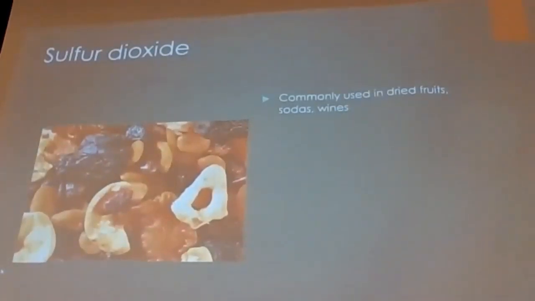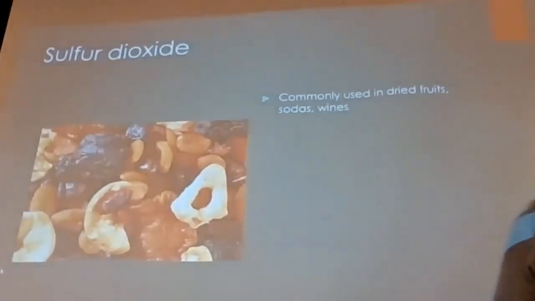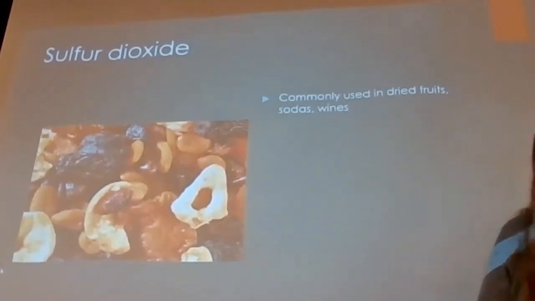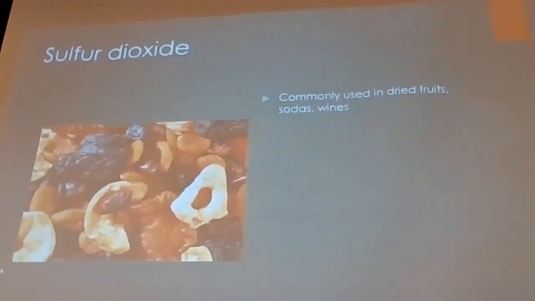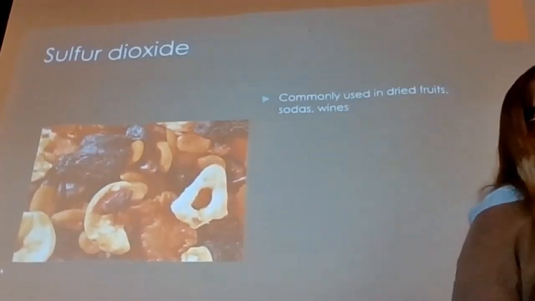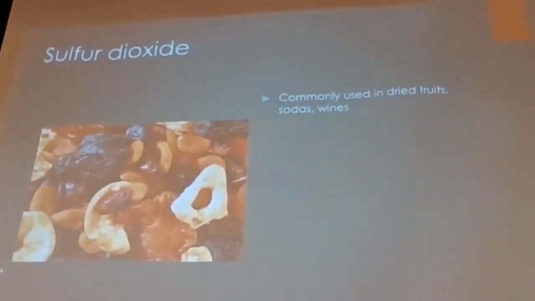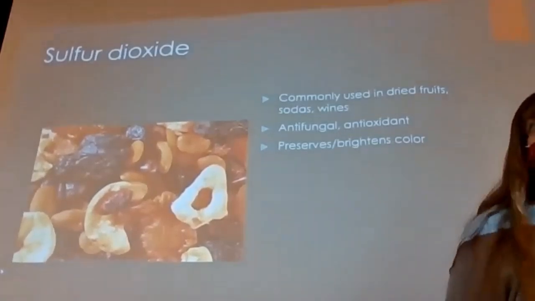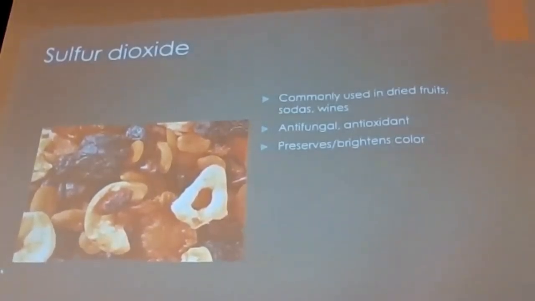Okay, so the next one is the only one that we're really going to talk about that doesn't have these conjugated double bonds, but sulfur dioxide is also an antioxidant, and it is used for a couple of different reasons. Antioxidants help preserve foods, so it's commonly used with dried fruits. Sometimes it's used in sodas, sometimes in wines as well. It is also what's called an antifungal, which means it keeps things like mold and fungus from growing on things, so it's commonly used in dried fruits where there's just small amounts of moisture.